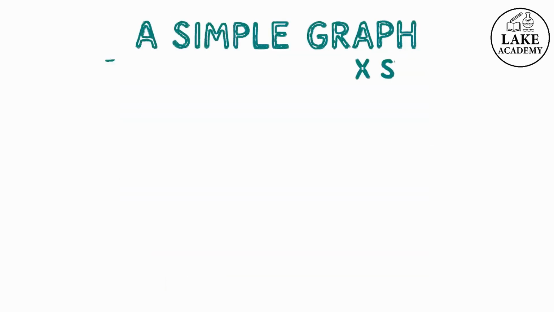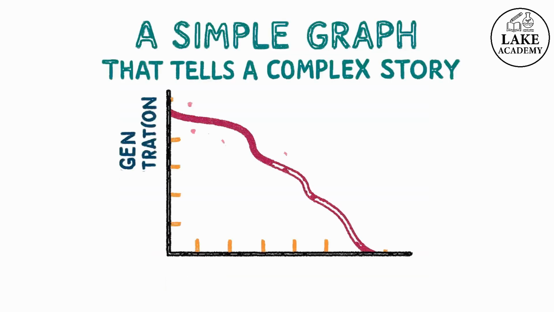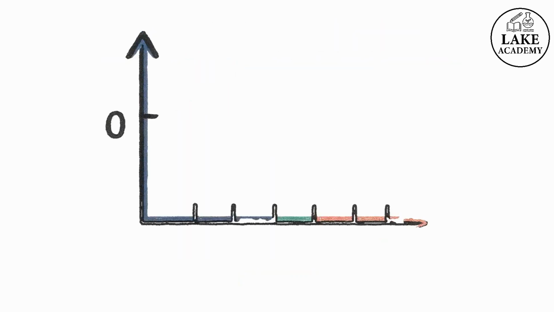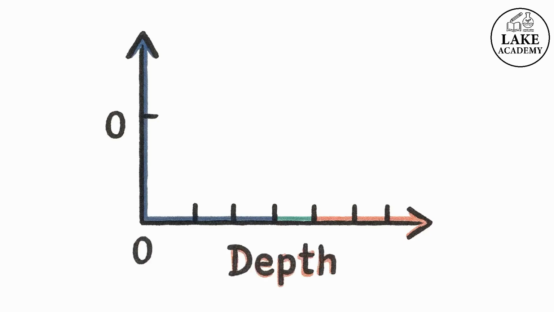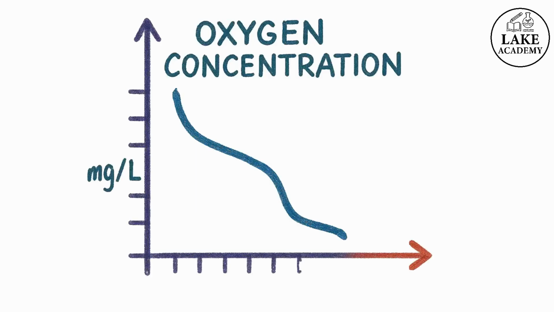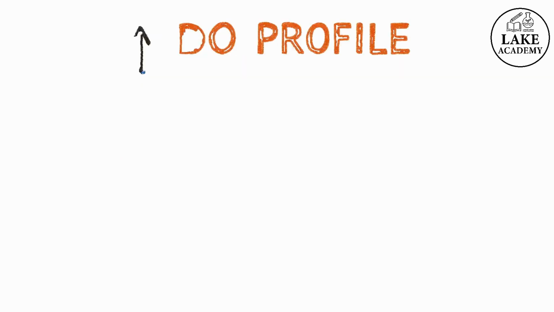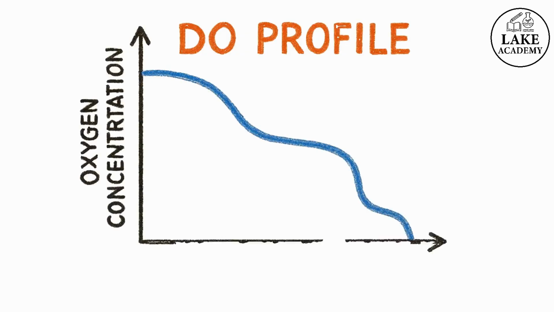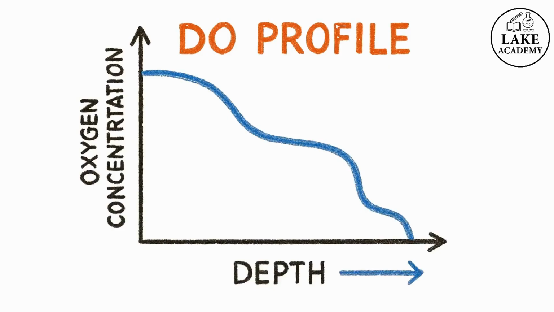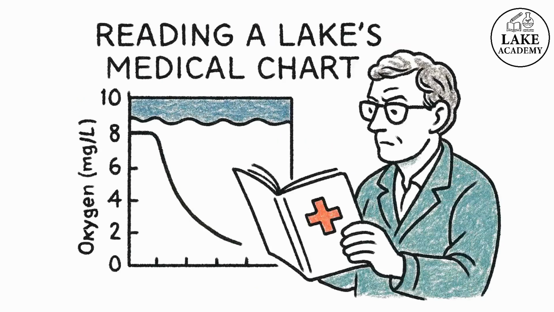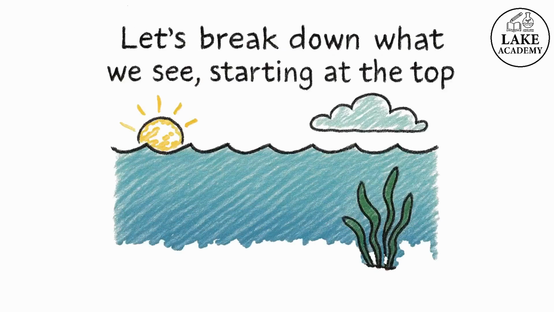The results are then plotted on a simple graph that tells a complex story. Picture the horizontal axis showing the depth, starting at 0 at the surface and increasing as you move right. The vertical axis shows the oxygen concentration measured in milligrams per liter. This graph, the DO profile, reveals exactly how the lake's lifeblood is distributed from top to bottom. Learning to read it is like learning to read a lake's medical chart. Let's break down what we see, starting at the top.